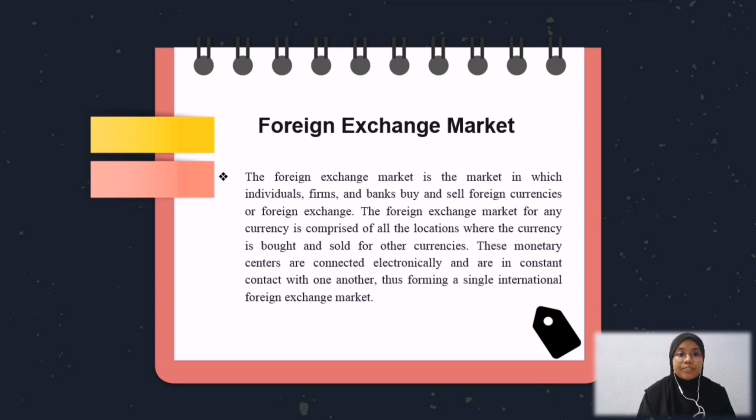Okay, what is the foreign exchange market? The foreign exchange market is the market in which individuals, firms, and banks buy and sell foreign currency or foreign exchange. The foreign exchange market for any currency is comprised of all the locations where the currency is bought and sold for other currencies. These monetary centers are connected electronically and are in constant contact with one another, thus forming a single international foreign exchange market.